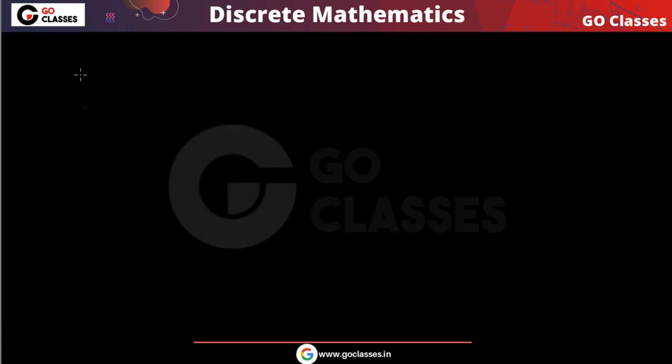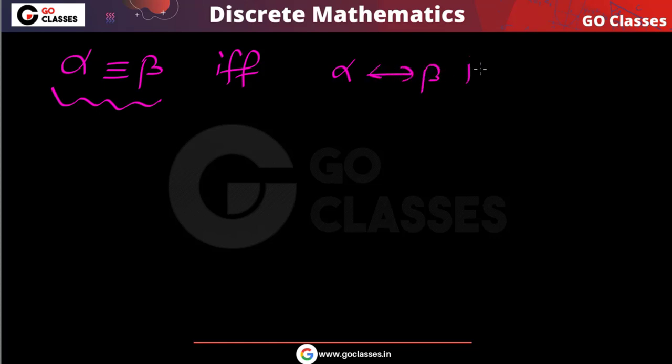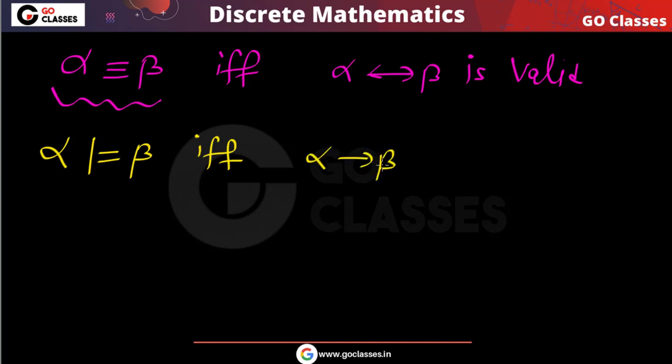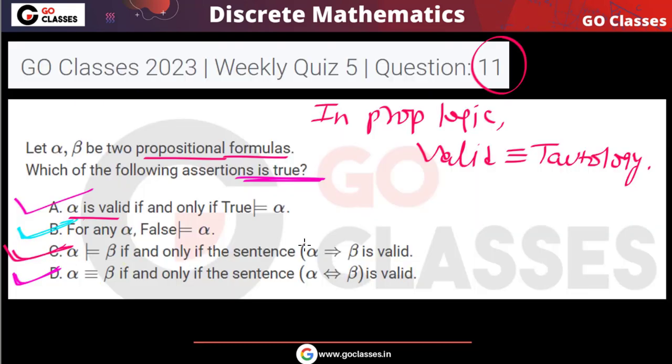We have already seen that alpha is equivalent to beta. When can I say that alpha is equivalent to beta? If and only if alpha bi-implies beta is a tautology or valid. So this is the definition of equivalence. Similarly, alpha infers beta if and only if alpha implies beta is a tautology. Tautology means valid. So actually these are the definitions. This is the definition of equivalence, and this is the definition of inference. So for this question the answer will be option A, B, C, D.